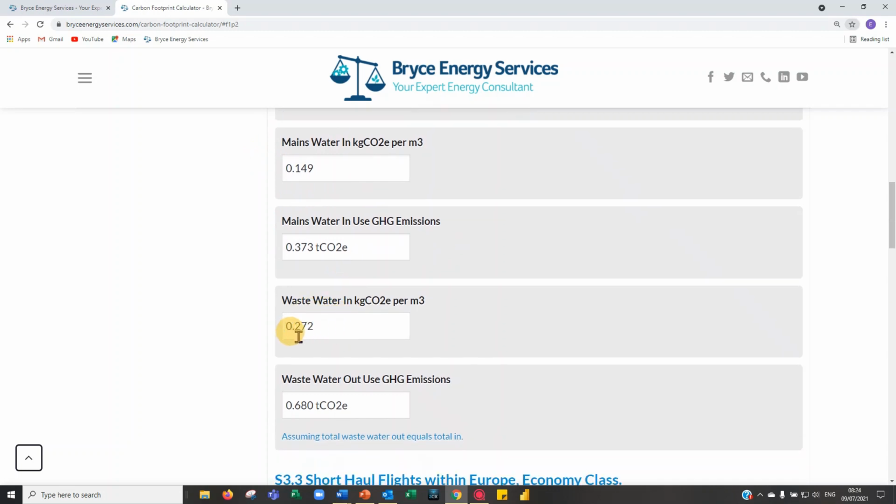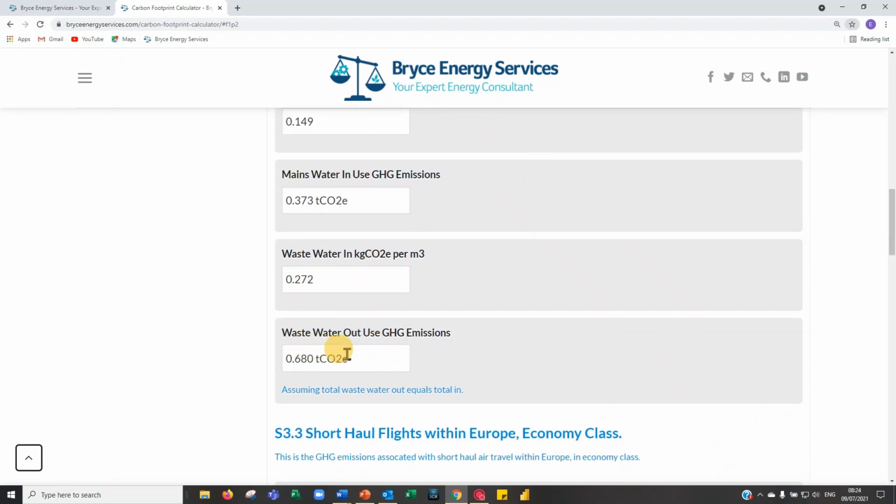Wastewater is 0.272, so wastewater has almost double the carbon impact of clean water in, simply because wastewater needs to be treated more. And wastewater out is 0.68 tons.